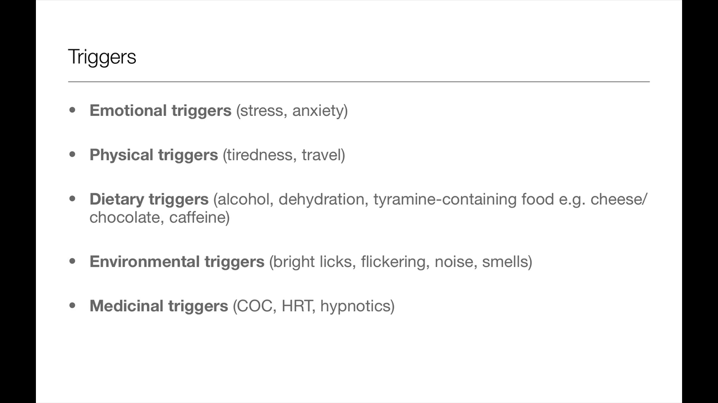In addition, just like in epilepsy, certain environmental triggers can cause headaches. These include bright lights, flickering lights, certain noises, and sometimes even certain smells. And finally, certain drugs are associated with migraines, particularly the combined oral contraceptive.